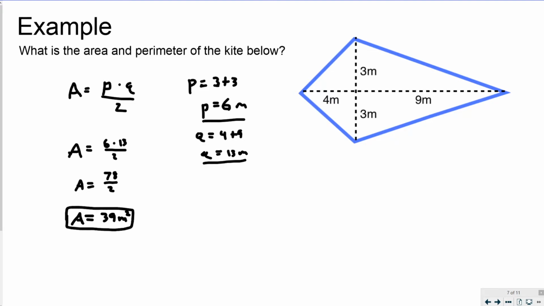The perimeter is a different story in this case. I don't have any of the sides of my kite, so I need to label this one Y, and this one would be Y over here as well, since these are congruent. And this one over here and this one over here I know are congruent since it is a kite, and we're going to label them X. To find either one of those, I need to do the Pythagorean theorem. So I'm going to do 3 squared plus 4 squared equals x squared, because all of these sides are the hypotenuses. So I get 9 plus 16 equals x squared.